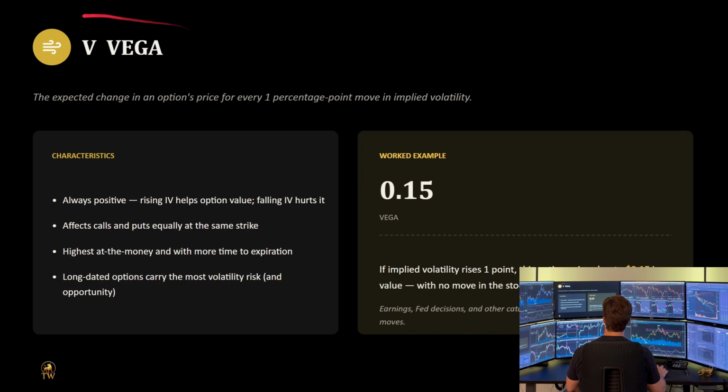All right, moving on to vega. Vega is the expected change in an option's price for every 1 percentage point move in the implied volatility. So for example, if we have a 0.15 vega and implied volatility goes up by 1 point, the option will gain 15 cents in value with no move to the stock at all. That's a really important point to note: with no move to the stock at all.